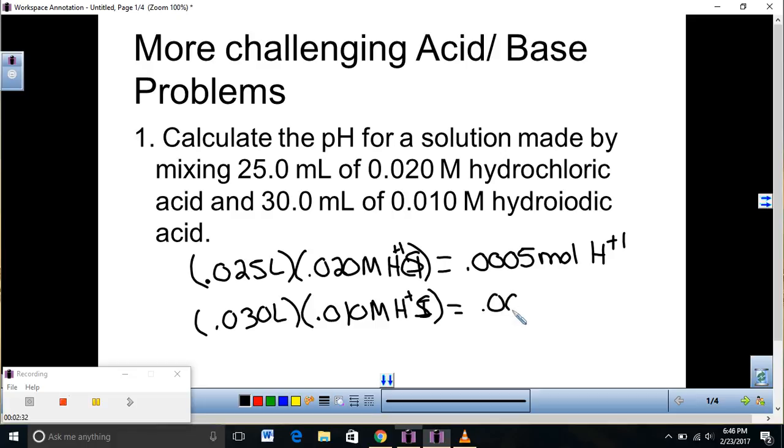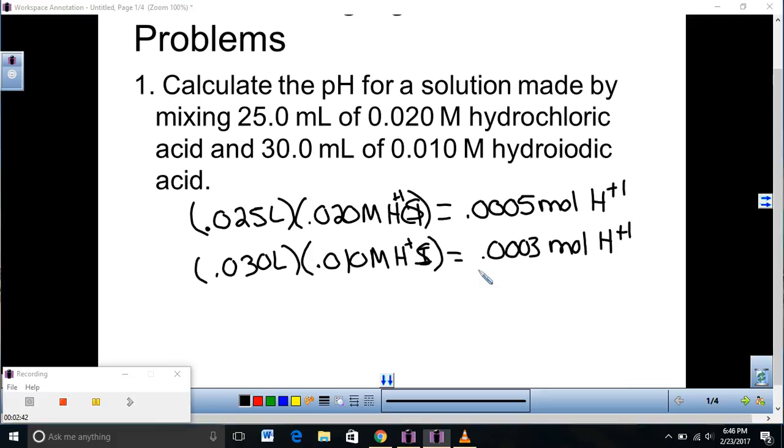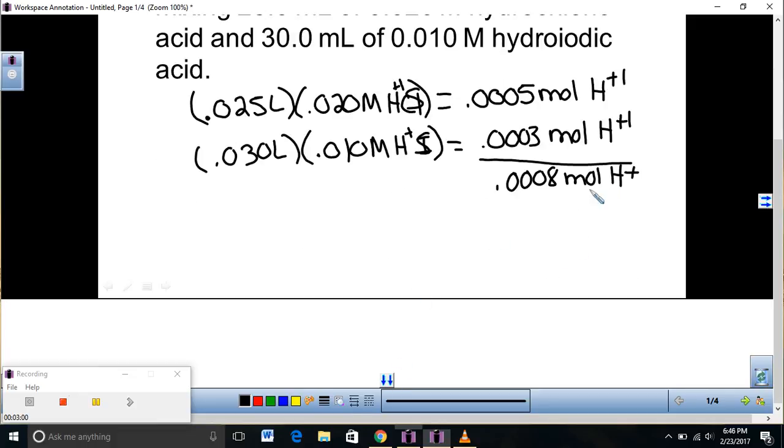So once those ions get there in the solution, they're going to give us a total number of hydrogen ions. So we simply could add those together. So I add those together, and we have a total 0.0008 moles of the hydrogen. Technically, we've got this amount of the chloride and this amount of the iodide. Again, they're spectators.